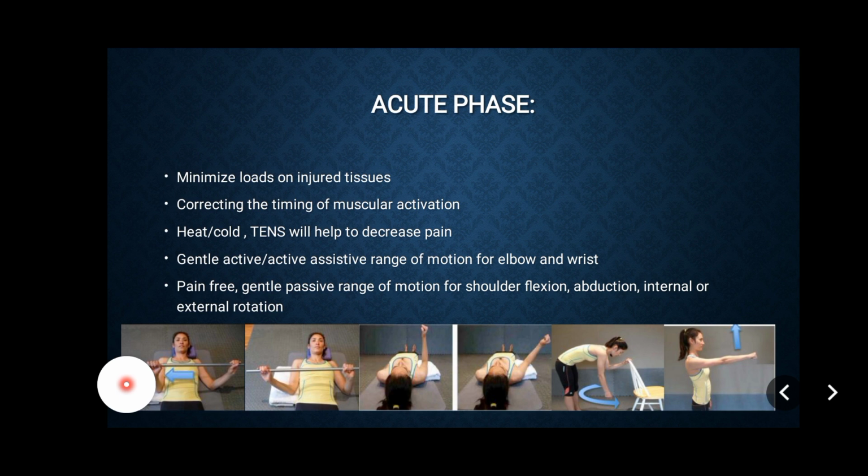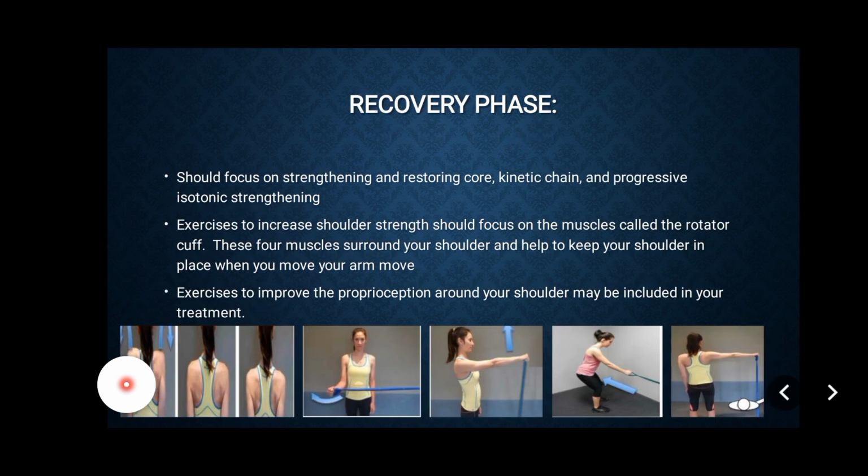In the recovery phase, our main focus must be on strengthening and restoring the core kinetic chain and progressive isotonic exercises. Isotonic strengthening exercises to increase shoulder strength should focus on muscles like the rotator cuff muscles. Exercises to improve proprioception around the shoulder may also be included in this treatment. Here you can see some examples of strengthening exercises.